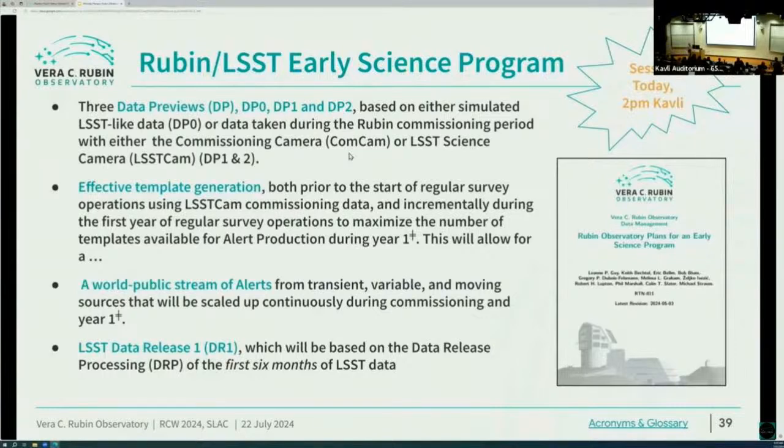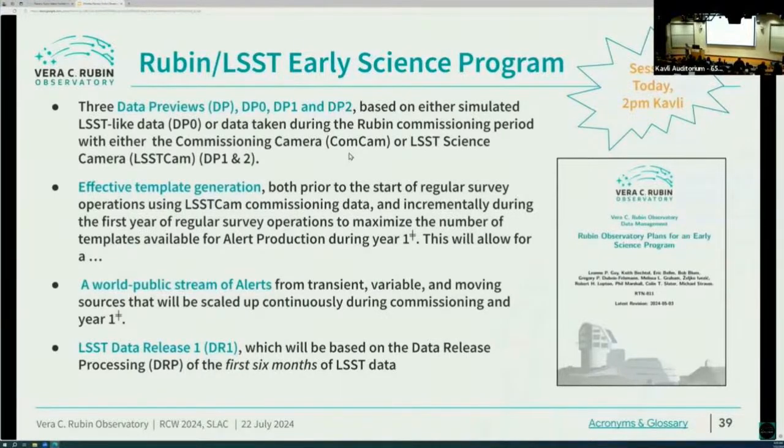And then data preview 2 will again be the first real science data for the community that will come out after the science validation surveys are complete at the end of commissioning. So we'll be working on producing that data preview while we start the survey going forward. We need effective template generation. So you recall that we need templates around the sky to generate alerts. So we will do an incremental generation of templates throughout the end of commissioning through the first part of the survey. That will allow us to do some alerts in the first year on those places where we have good templates, but we'll have to be effective and make choices about where to observe and which filters to observe.